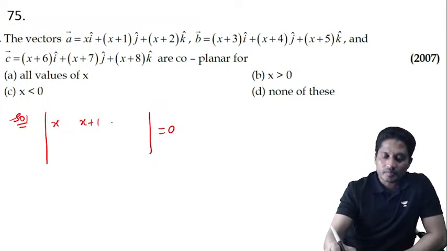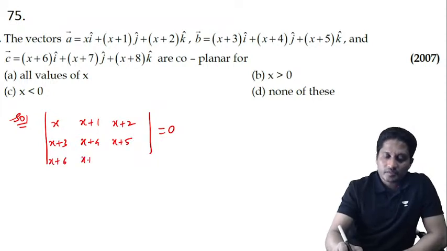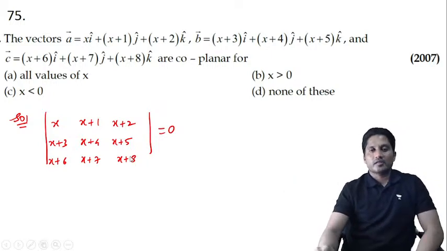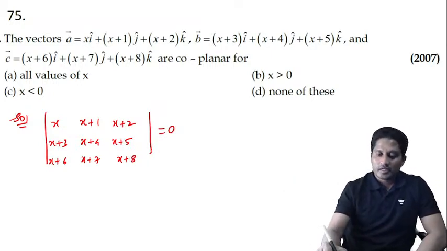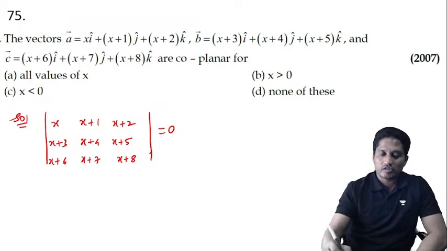x plus 1, x plus 2, x plus 3, x plus 4, x plus 5, x plus 6, x plus 7, x plus 8. Whenever the arrangement of numbers in a determinant is in AP, the value of the determinant is always 0. This is true for all values of x, right?